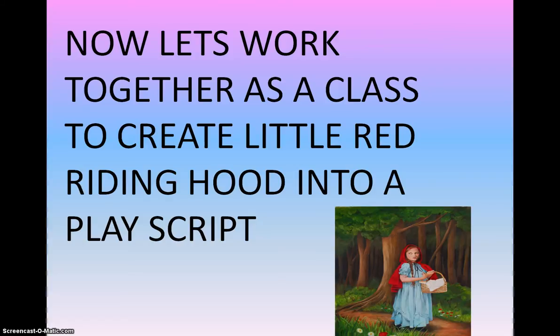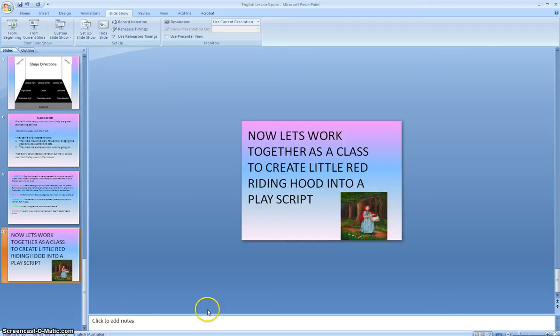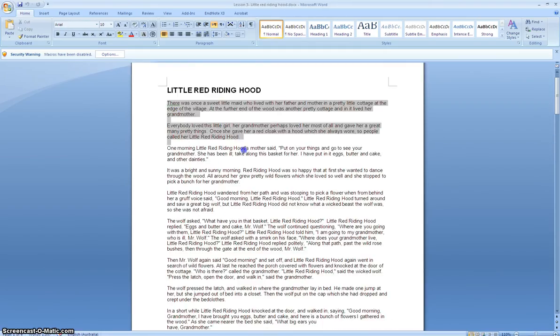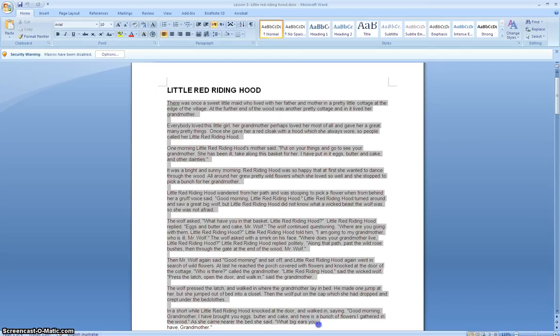We then worked as a class to create our own play script from Little Red Riding Hood. So I gave the students a Little Red Riding Hood text, and this was printed out for them. I sourced it from the internet, and this story caters to all learners in the class.